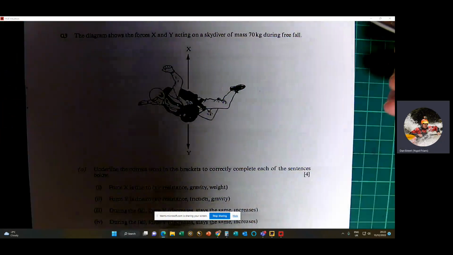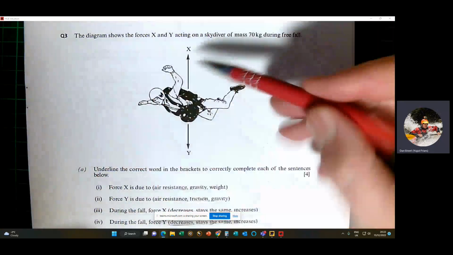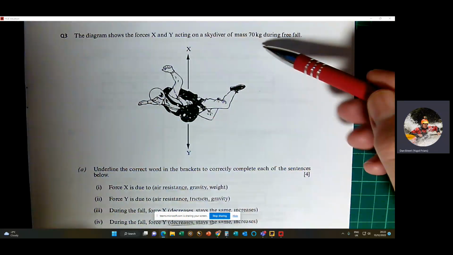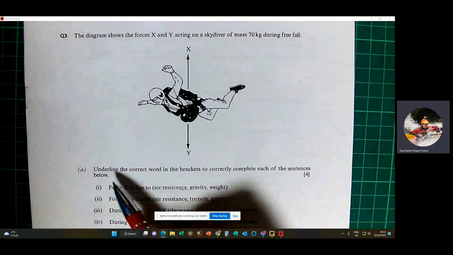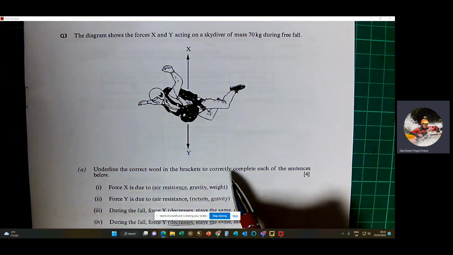Okay, so this is the mock foundation question 3. The diagram shows the forces X and Y acting on a skydiver of mass 70 kilograms during free fall. Underline the correct word in the brackets to correctly complete each of the sentences below.